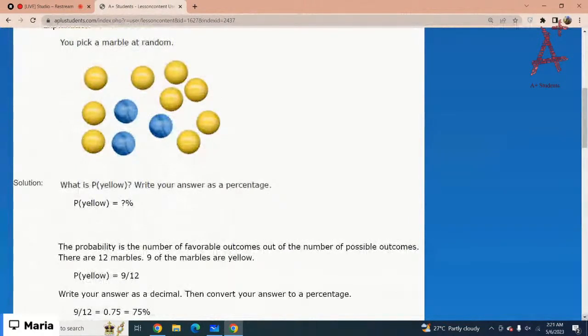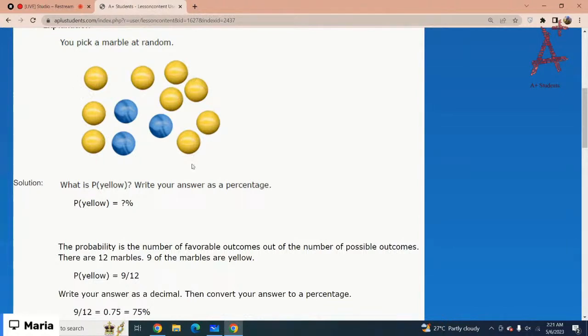Let's calculate the total marbles. They are 1, 2, 3, 4, 5, 6, 7, 8, 9, 10, 11, 12. The total marbles are 12. Got it? Let's see how many of them are yellow. You have 1, 2, 3, 4, 5, 6, 7, 8, 9. 9 of them are yellow.